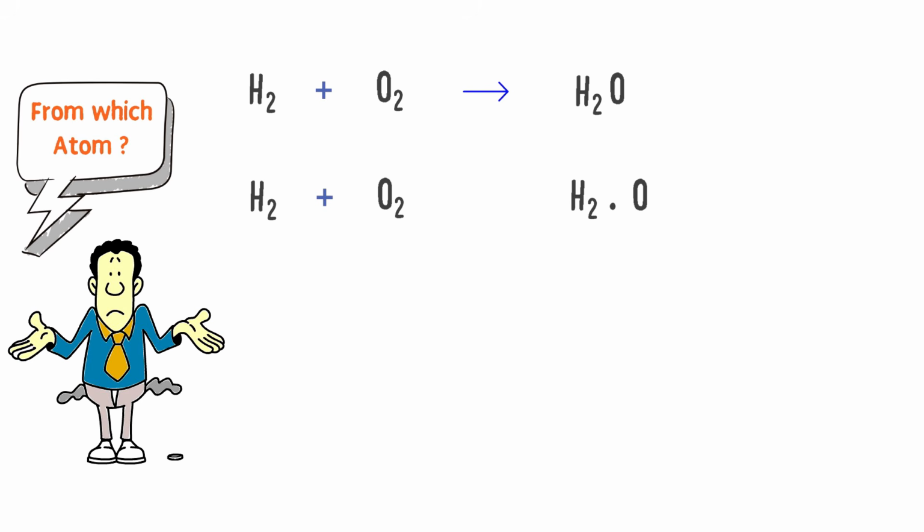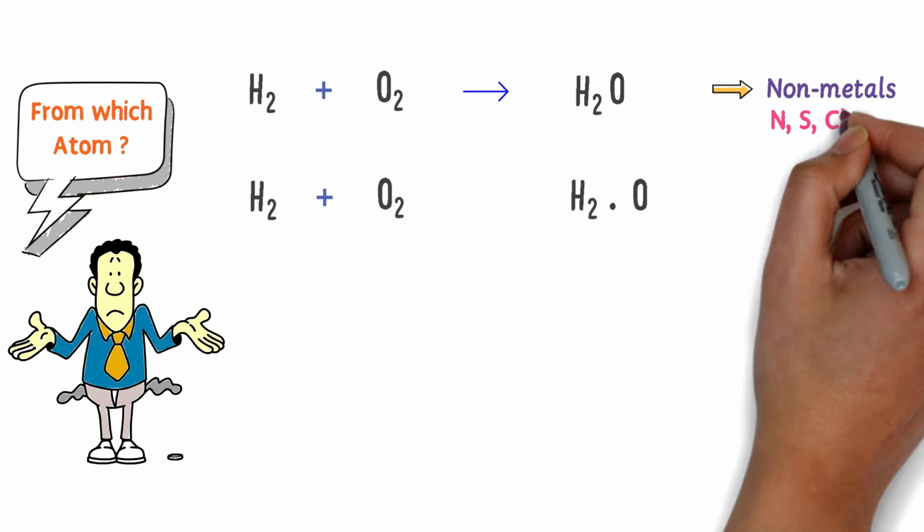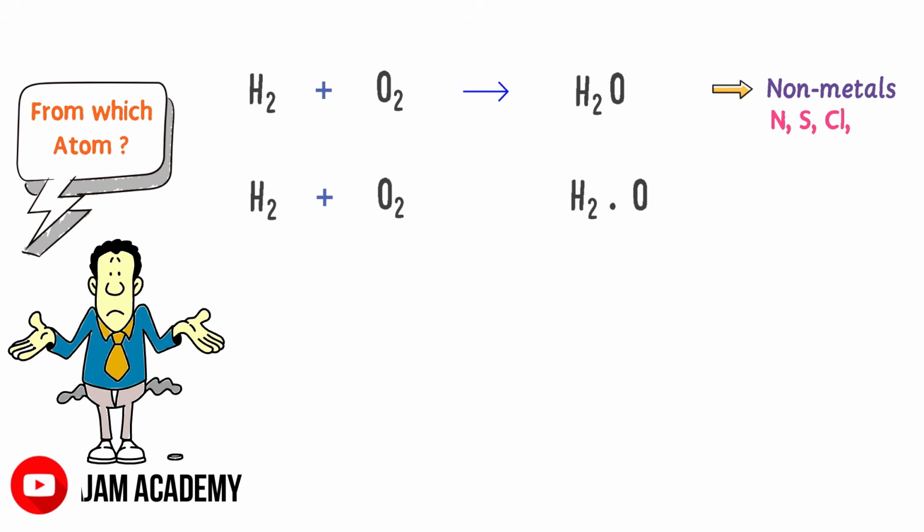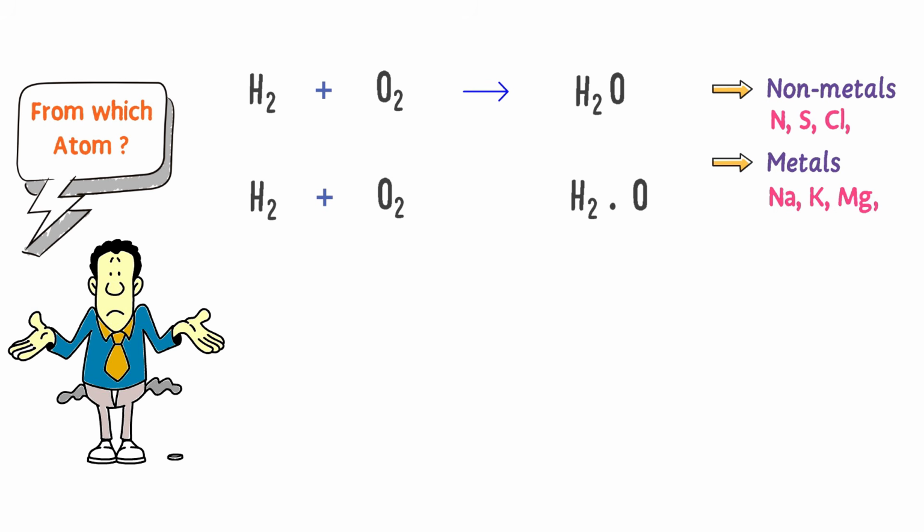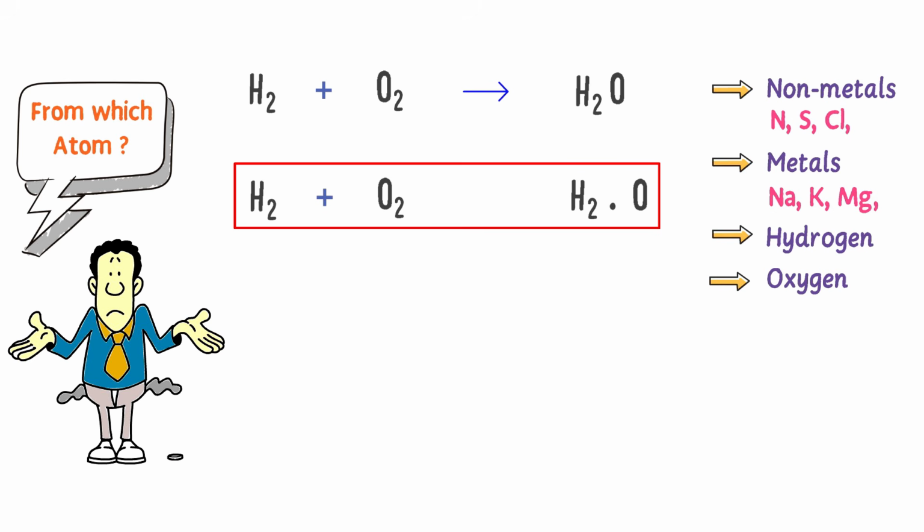Well, personally I start balancing chemical equations from atoms of non-metals like nitrogen, sulfur, chlorine, etc. Then I balance atoms of metals like sodium, magnesium, potassium, etc. Then I balance atoms of hydrogen and lastly atoms of oxygen. Here there is no metal, so I start balancing this chemical equation from atoms of hydrogen. In reactants, there are 2 atoms of hydrogen. In products, there are also 2 atoms of hydrogen, so atoms of hydrogen are balanced.